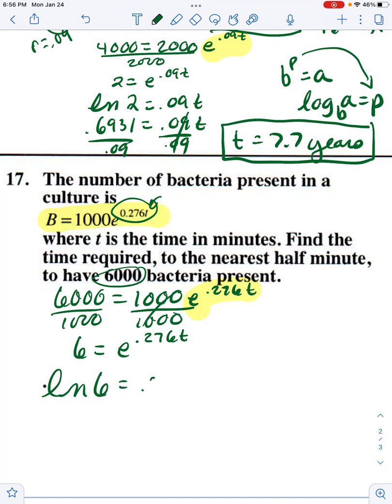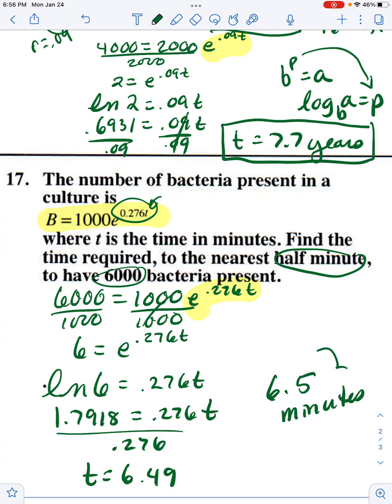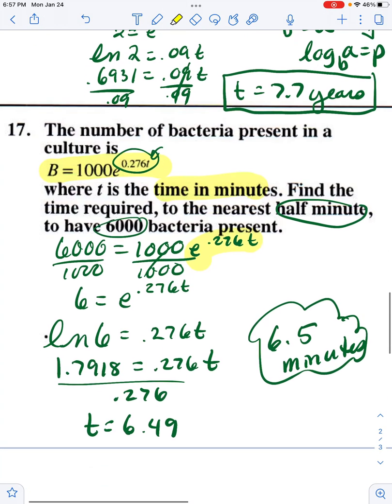And then I'm going to change to log. So it'd be log base e, so ln of 6 equals, and then the power is alone over here. On my calculator, ln 6 gives me this, about. And then I can divide by the 0.276. And then I get the time is 6.49. It says to the nearest half minute. So this is going to be 6.5 minutes. And it said earlier on that time was in minutes. So I'm good to go.